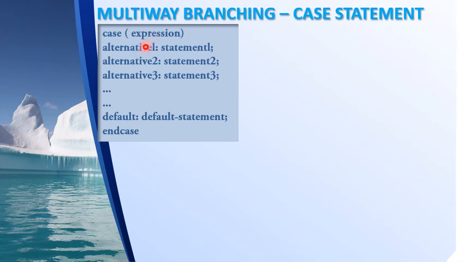If the expression is equal to alternative 1, statement 1 will be executed. If it is not, then it is checked whether it is equal to alternative 2. In that case, statement 2 will be executed. If it is equal to alternative 3, statement 3 will be executed, and so on.